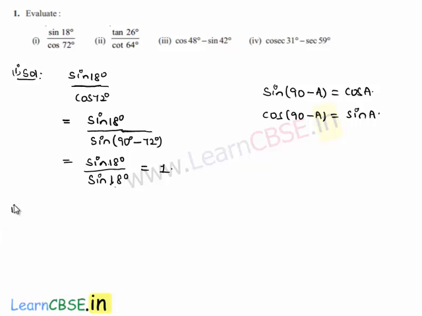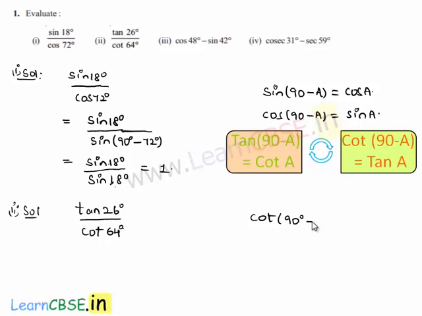Now moving on to the solution for second bit. The given expression is tan 26 degrees by cot 64 degrees. To solve this, let us convert both numerator and denominator into single trigonometric ratio, that may be into tan. We have cot of 90 degrees minus A is equal to tan A, and tan of 90 degrees minus A is equal to cot A.